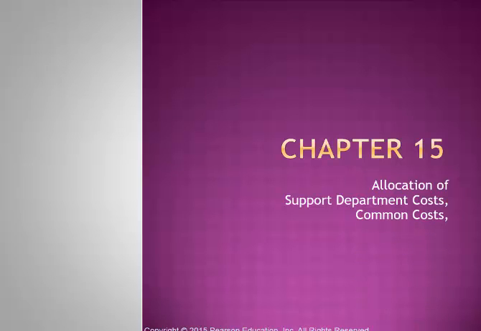So allocation of support department costs, common cost, and revenues. It is very important that you guys grasp these allocation issues. I'm going to start off with showing you the single rate and the dual rate. Make sure you understand those before you move further into allocating costs to the service departments.